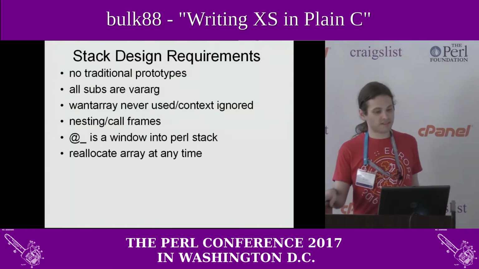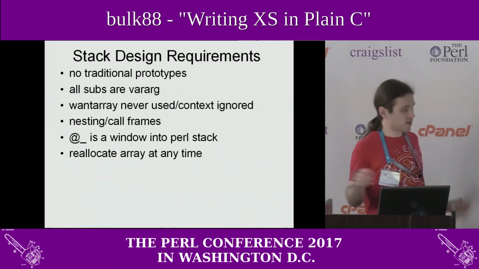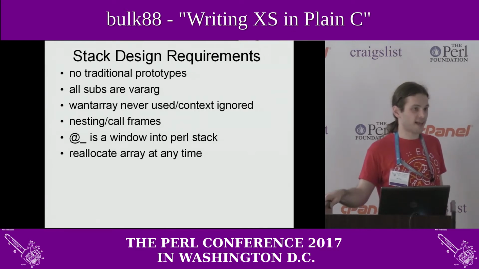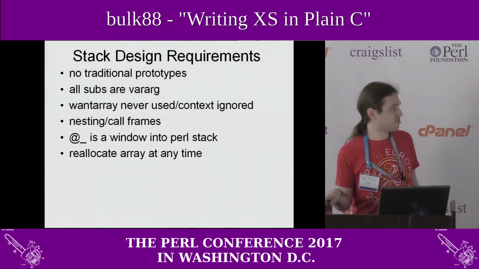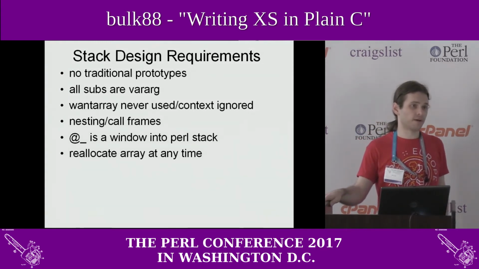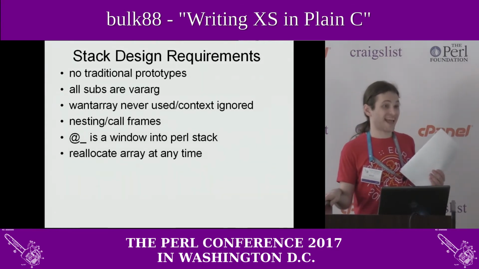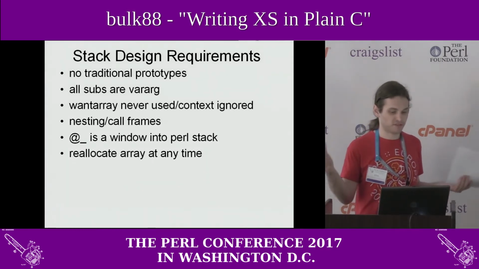The Perl stack has a couple of design requirements to implement it the way it is implemented in C. Perl has no strict prototyping, so every single subroutine on a C level is a vararg and can take 0 to infinity arguments incoming, and it can also return 0 to infinity arguments. The want array information in pure Perl is passed around on a C level, but it's widely ignored by most XSubs, and most pure Perl code too never uses want array. Also, the Perl stack must implement call frames and nesting, because this is Perl and not BASIC, and we don't use gotos to switch function calls.